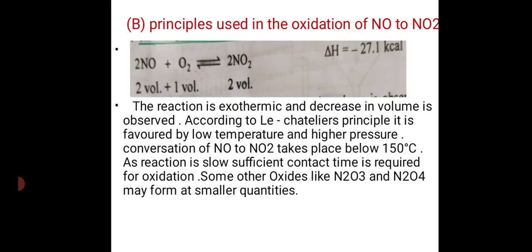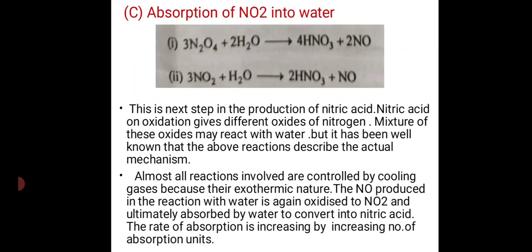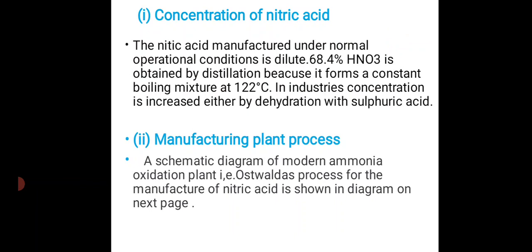The next principles are used in the oxidation of NO to NO2. Oxidation means what? What is oxidation? The definition of oxidation is the addition of oxygen or the removal of hydrogen. Okay. Oxidation is also loss of electrons. Then absorption of NO2 into water. Concentration of nitric acid.